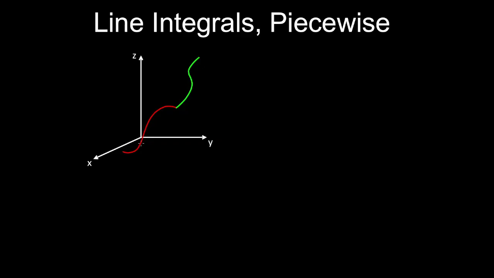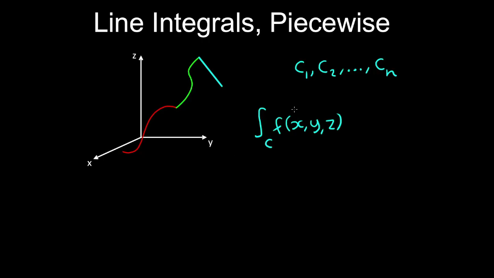Suppose we have a piecewise smooth curve. So for example, the curve consisting of this red curve and this green curve connected at a point, or another smooth curve, such as a line, being connected at this point. So we generally have a finite number of smooth curves, being C1, C2, and so on, up to Cn. Then a line integral of a function of x, y, and z over the entire curve C can be evaluated piecewise over each individual segment.